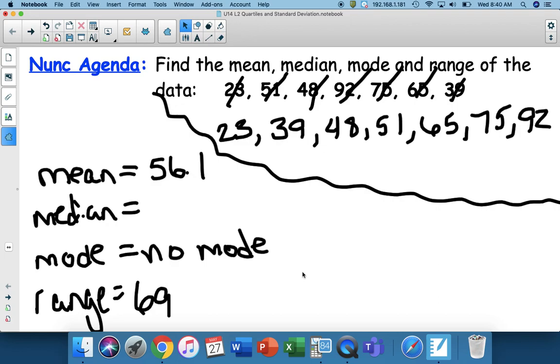And your last one's your median. The reason I say that last is because I like to cross out my numbers and work my way from the outside in, so we're not erasing and stuff. So for my median, I cancel out the first with the last, second with second to last, third with third to last. And I'm left with my middle number of 51. So that's my median. All right, let's move on.